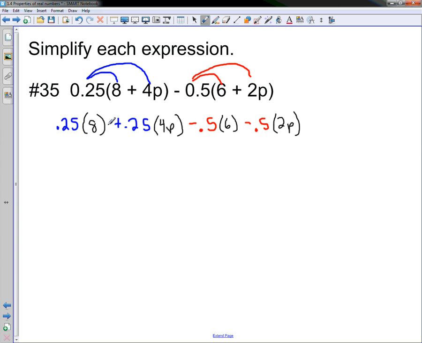What I noticed as I was doing this was 0.25 is the same as a quarter or 1/4. Well, and I noticed that a 4 will reduce with both of these nicely. So I'm just going to convert that 0.25 into the fraction. If you're using a calculator, it might be easier just for you to leave it in the decimal form.